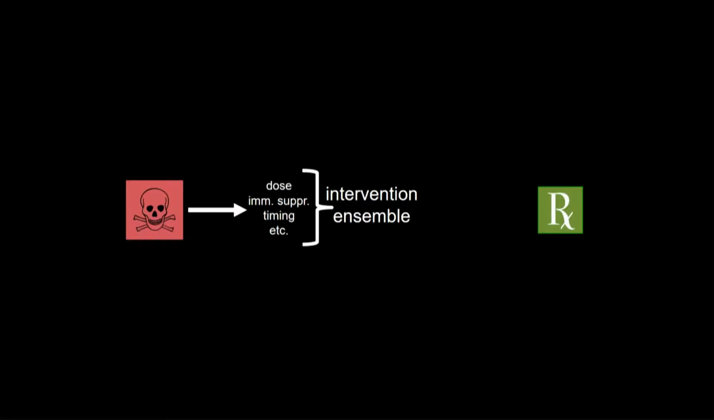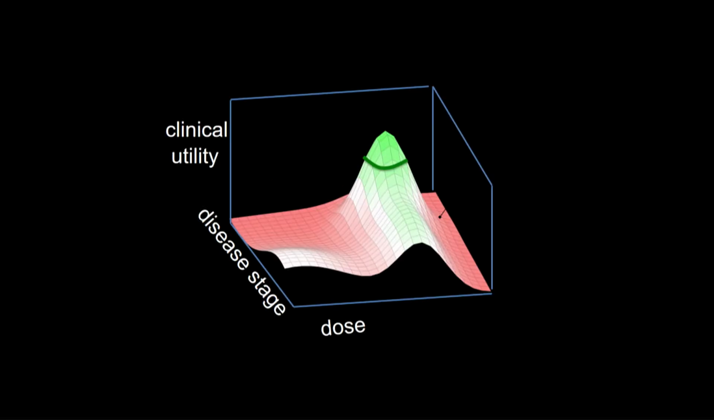And the next step, having identified those approximately optimal conditions, is to rigorously test the efficacy of those approximately optimal conditions in randomized controlled trials. That's largely what happens in phase 3 clinical trials. So you can think of that first step that I described, building the intervention ensemble, as akin to exploring a multidimensional landscape. Here I've just graphed a dose versus disease stage with the aim of trying to find the approximately optimal conditions for therapeutic efficacy.